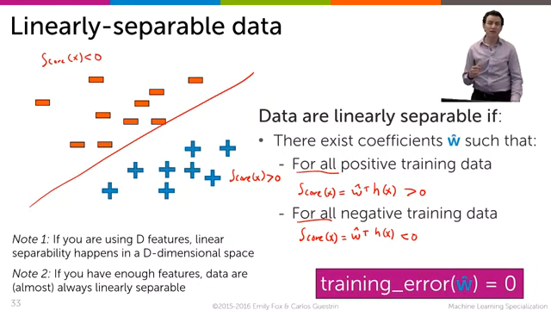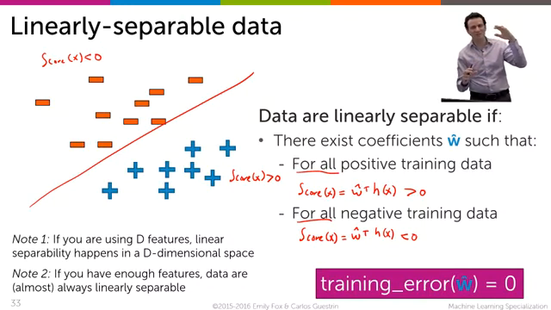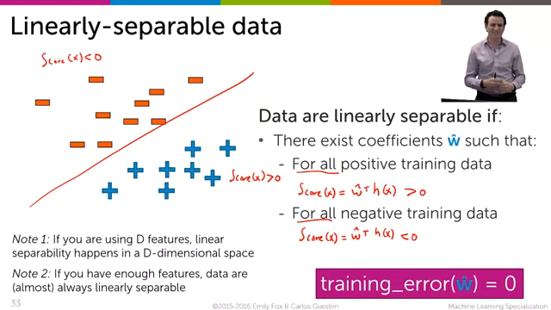Now I've drawn this in two-dimensional space, but if you have d-dimensional features, let's say 1,000-dimensional features, linear separability corresponds to a plane in a 1,000-dimensional space that separates positive examples from negative examples. That's my space voice, for those who didn't get it. So that's a way to think about it in high-dimensional spaces.